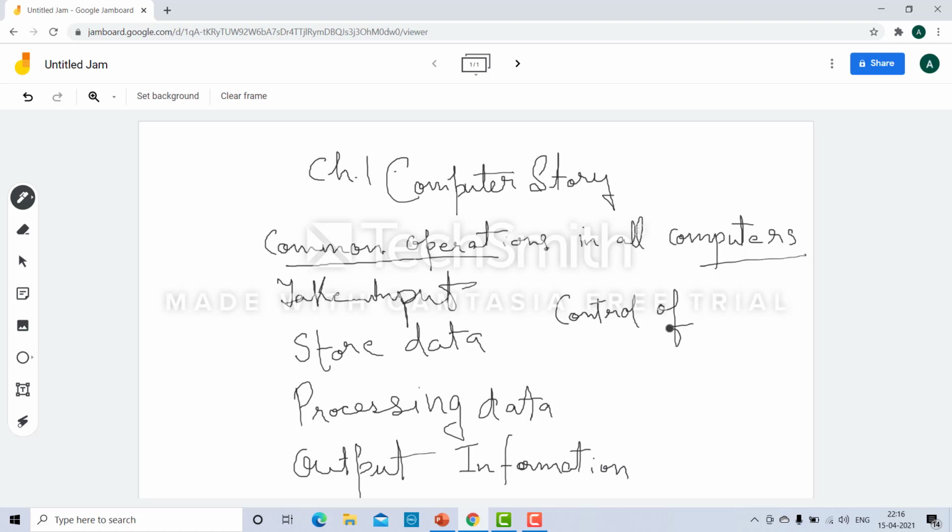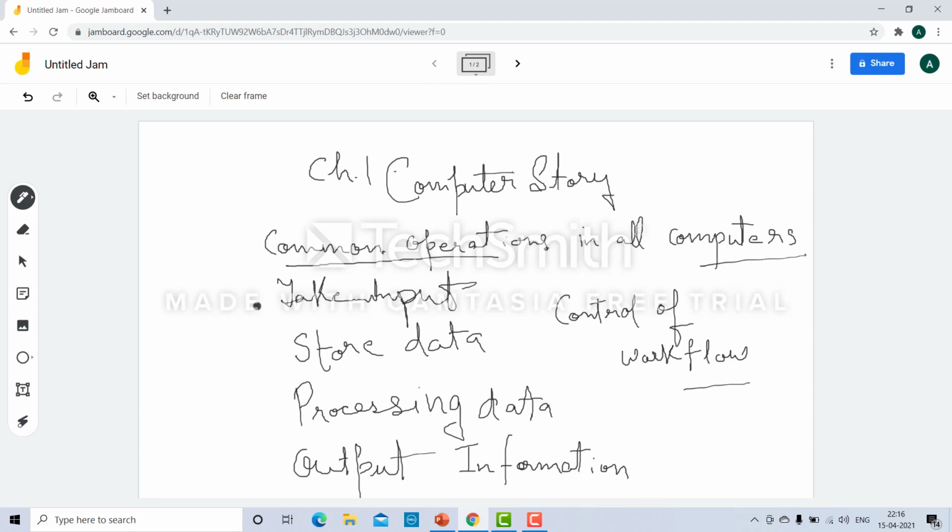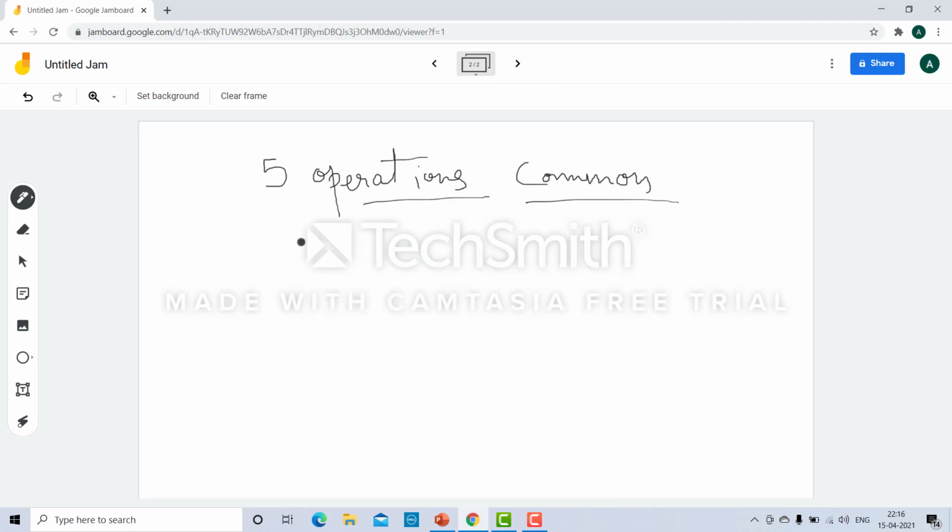So children, these are the few operations which are common for all kinds of computers, either it is a mini computer or a mainframe computer or any computer. So these 5 operations are common in all kinds of computers. These are the basic operations which we have just now discussed in this slide, that is taking input, storing of data, processing data, output information and control of workflow. Next we will be discussing the block diagram.